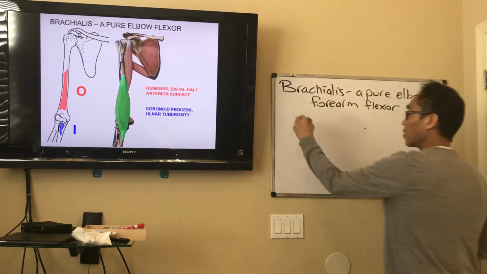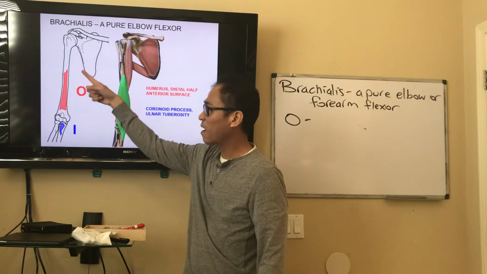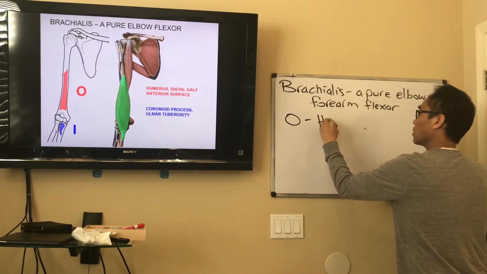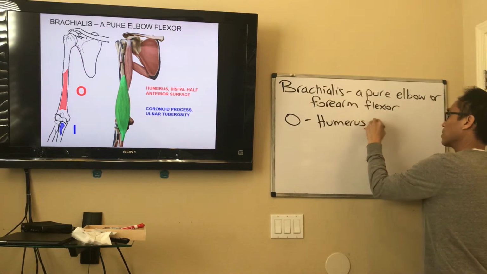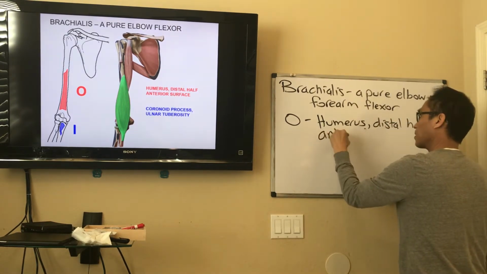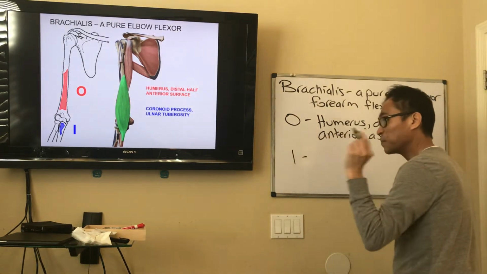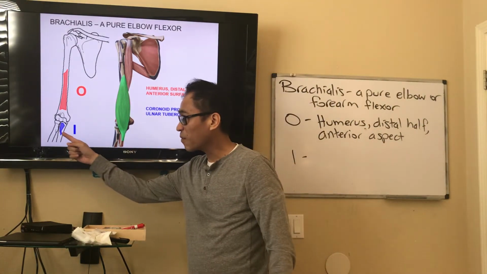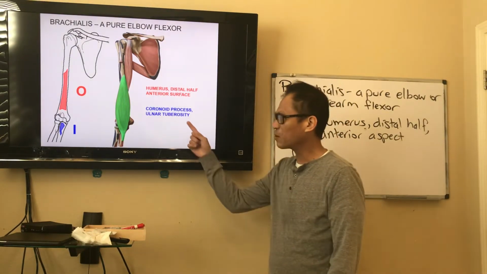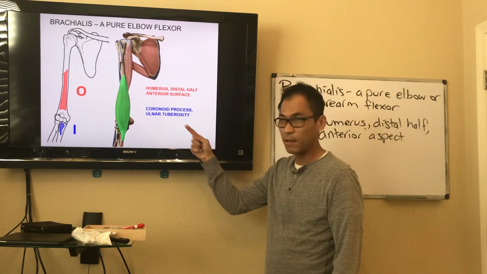All right, I got the O's and the I's here. The origin, I describe that as basically humerus, the distal half, all on the front anterior surface. Humerus, distal half, anterior aspect. The insertion, it goes past the elbow, right there. It inserts on the ulna. So let's call that the ulnar tuberosity. I can't remember if that's on your study list or not, but know that for the insertion for the brachialis.